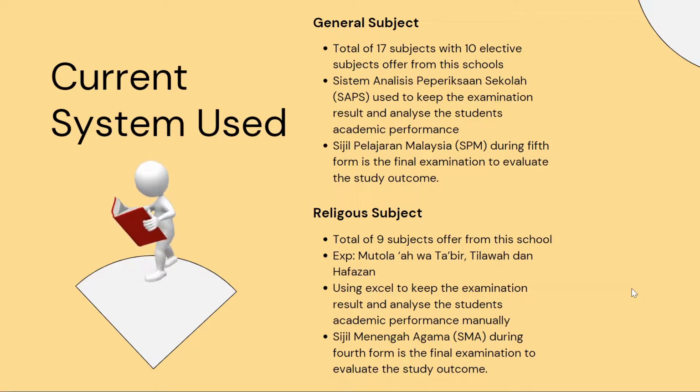And for the religious subjects, the school offers a total of 9 subjects. For example, the Mutalaah wa Tabir, Tilawah dan Hafazan, Fiqh, Tafsir and Hadis. Usually, they will use Excel to keep the examination results and analyze the students' academic performance manually. And SMA during fourth form will be their final examination to evaluate the study outcome.